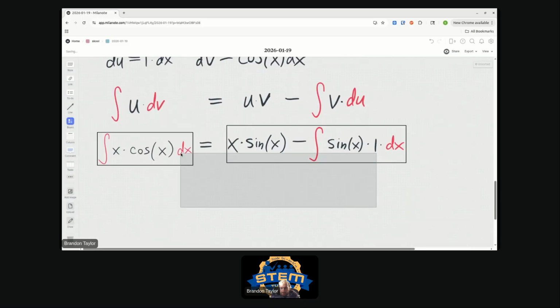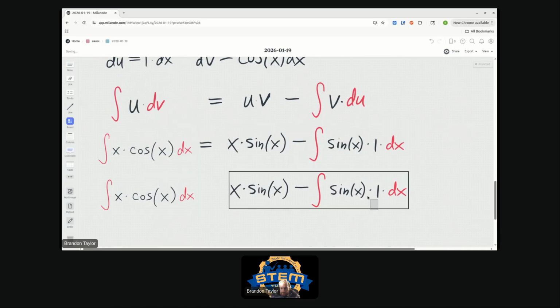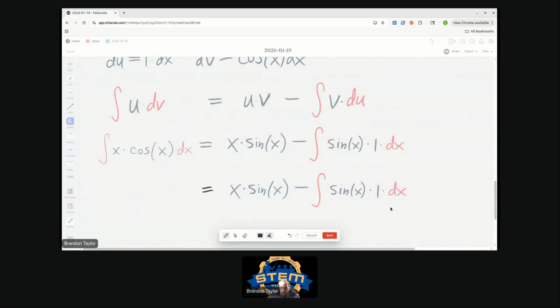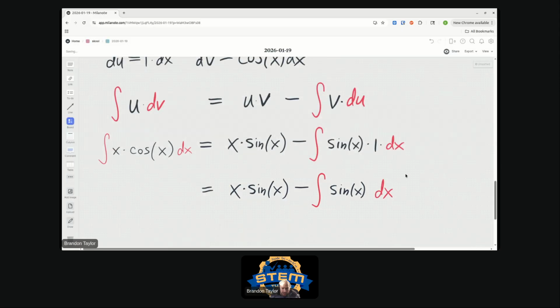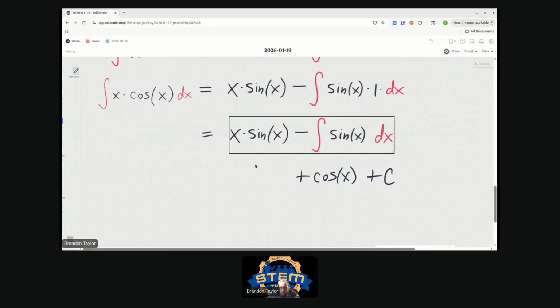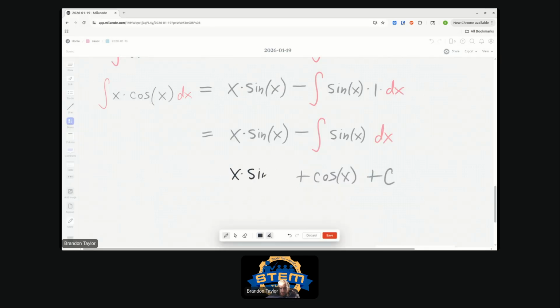And then if you simplify this down a little bit, multiplying by 1 doesn't change anything, right? So really at the end of the day, you're just taking the integral of sine of x dx. Cool. And now the question is, can you solve that? So what's the integral of sine of x? Hopefully it's clear, that's negative cosine. So it's actually minus negative cosine, so it's actually plus cosine of x. And then plus c, you have to remember. And then I'll leave this, x times sine of x, like that.